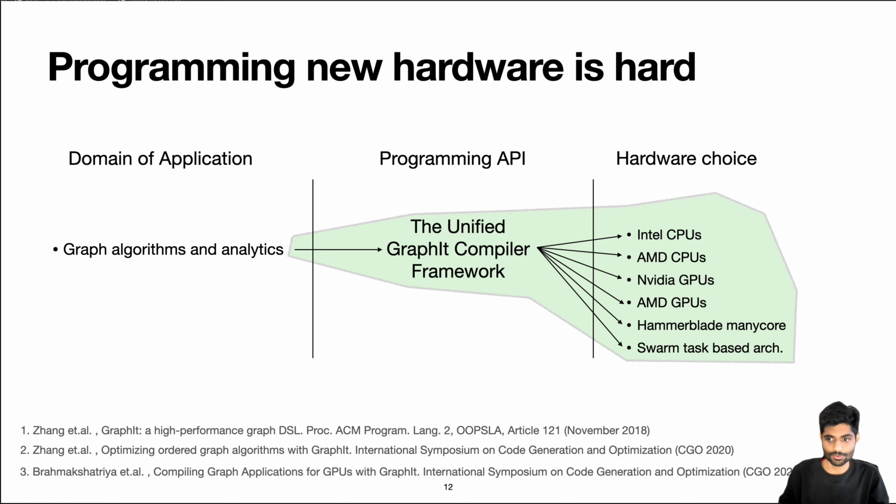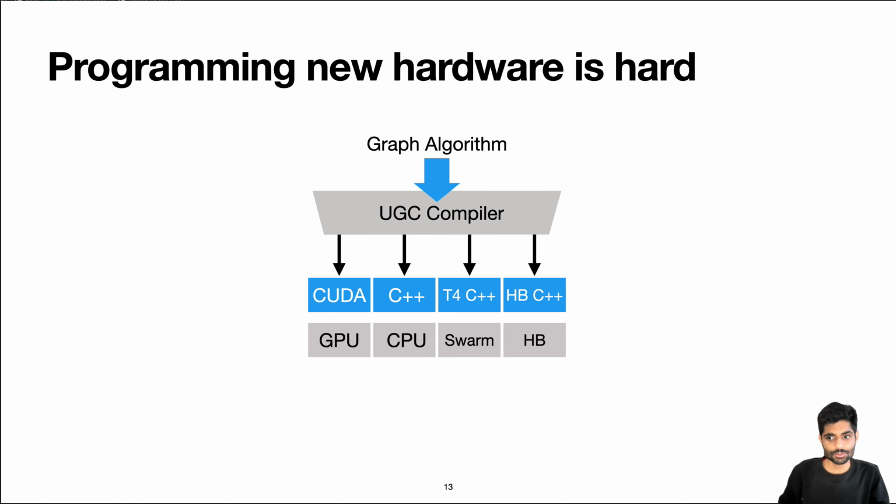The idea is simple. We start with a high-level graph language input, and we pass it through a specialized compiler that would generate C++, CUDA, Swarm C++, and Hammerblade C++ to run on the respective architectures. The compiler would also implement all the optimizations required to get the best performance on the respective hardwares. But generating code for the graph domain is hard.